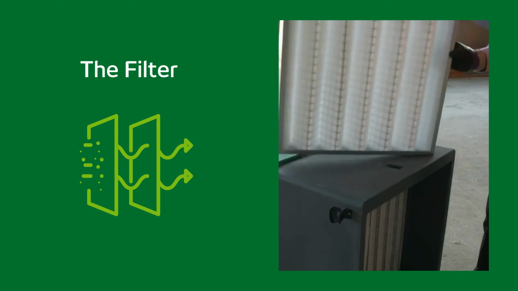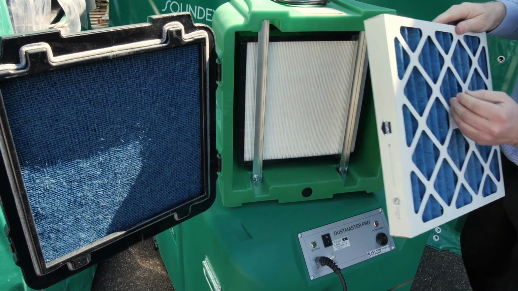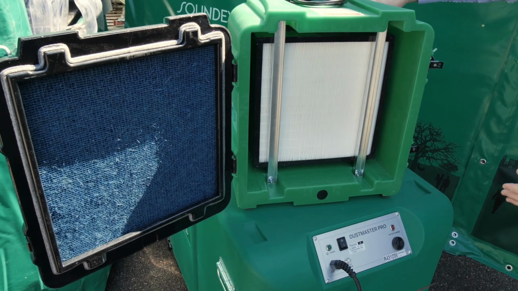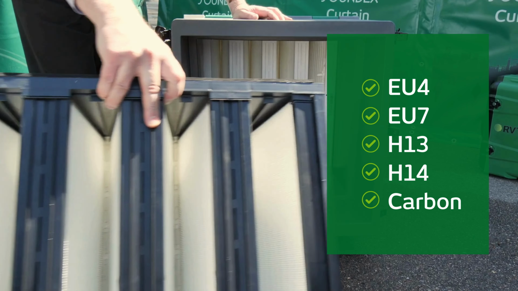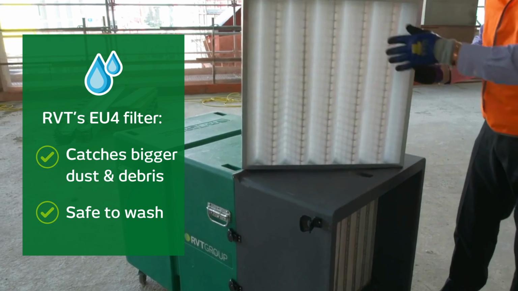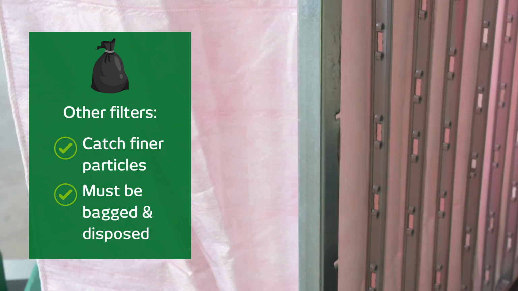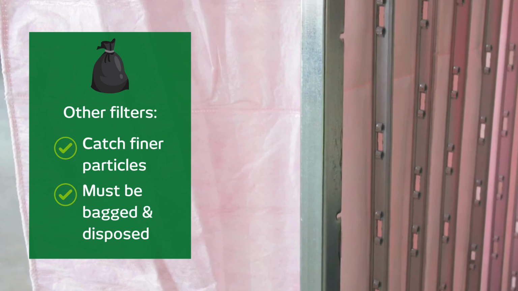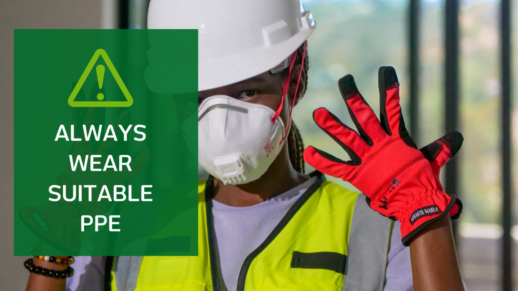An important part of an LEV system is the filter. Our LEV units contain up to 3 levels of filter media, for example, EU4, EU7, HEPA or carbon adsorption filters. The EU4 filter catches the bigger dust and debris and is safe to wash and reuse. The other filters catch the finer particles and should be bagged and disposed of when full. Although these filters are not hazardous waste, you should still ensure you are wearing appropriate PPE.